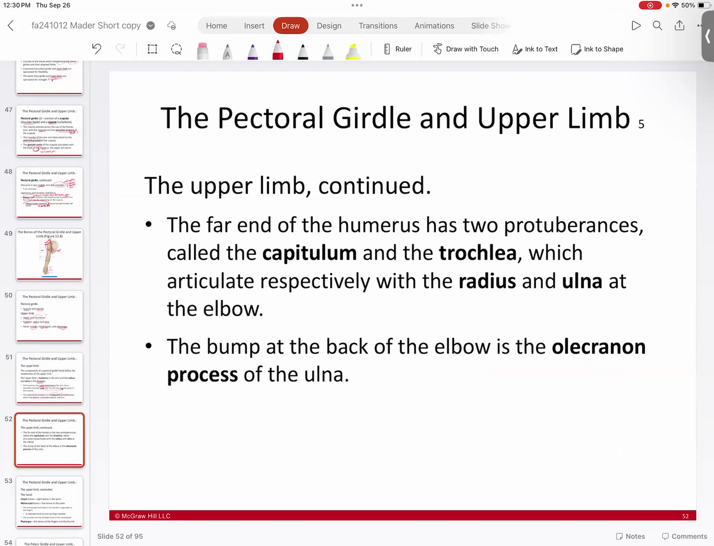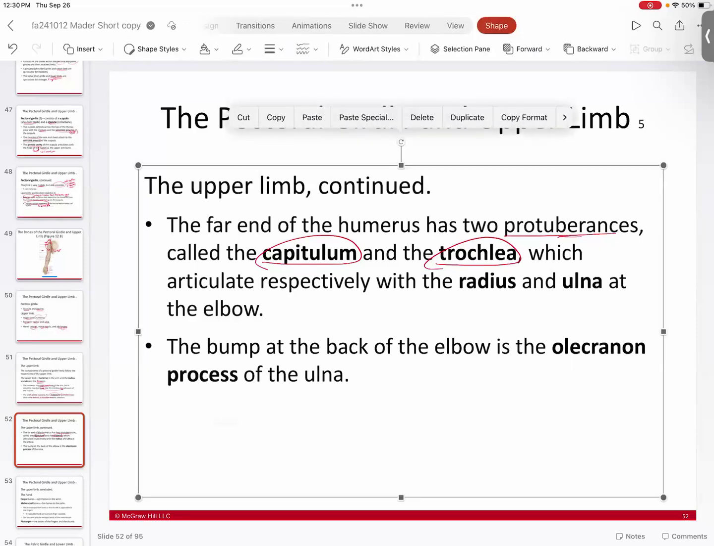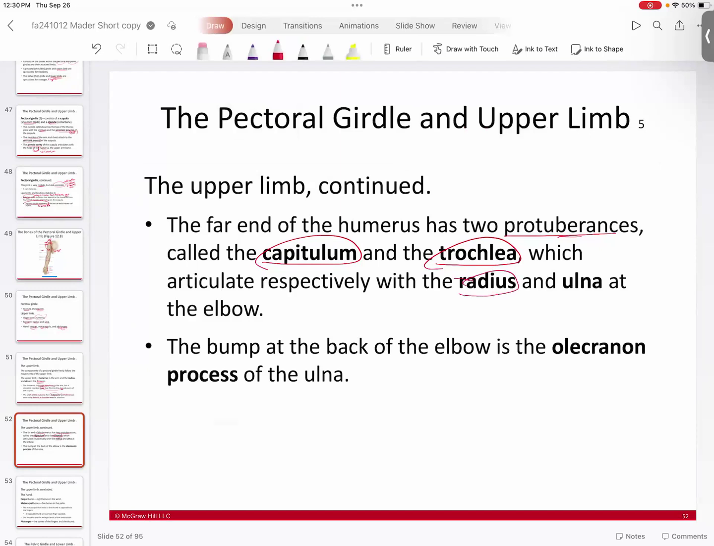So at the far end of the humerus, you have two articulation structures, protuberances, if you will. One called the capitulum, and the other one called the trochlea. And this is basically where you are articulating with the radius. So the radius is articulating with the capitulum, and the ulna is articulating with the trochlea, and that's happening at the elbow. So these four connect together to form the elbow joint. Now, at the back of the ulna is going to be another bump of a structure, or the bend of the elbow. This is called the olecranon process. This is essentially the elbow.